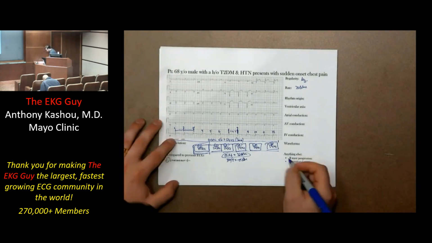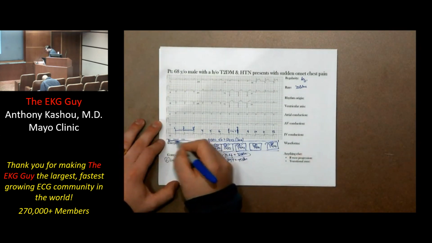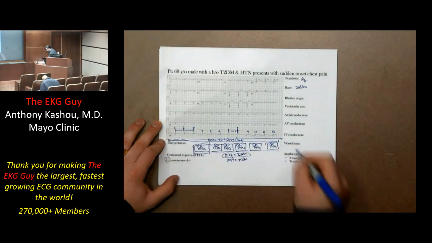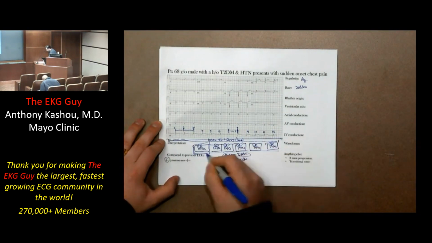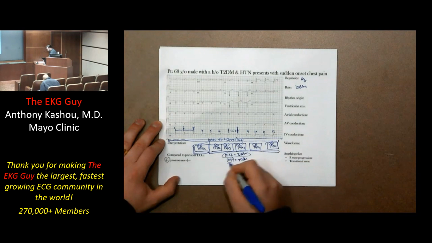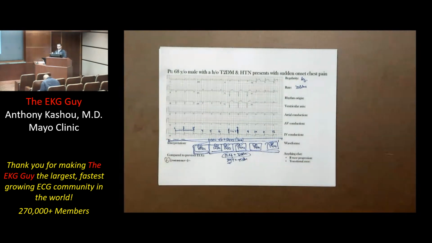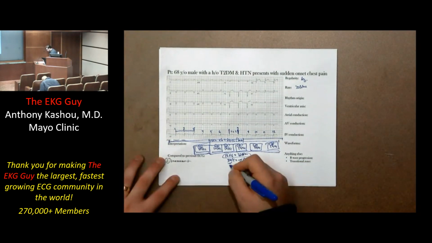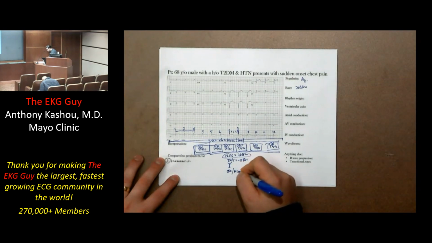That 300 comes from the fact that if you count these thick boxes, these thick lines, and you multiply it through all 6 of these after a minute, you'd come up with 300 thick boxes. And then if you wanted a fast rhythm, you can use 1,500 over the number of small boxes.